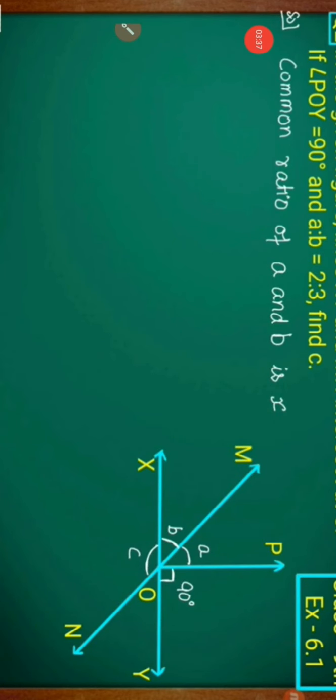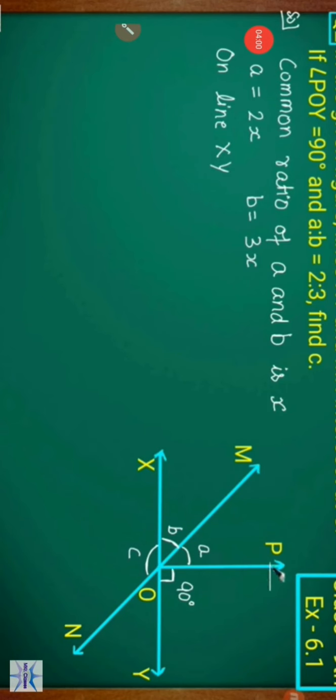Now let's read question number 2. What is question number 2? Question number 2 is, in figure 6.14, lines XY and MN intersect at O. If angle POY is equal to 90 degree and a is to b is equal to 2 is to 3, find c. Okay, now common ratio is given. Let's take a is to b is equal to 2 is to 3, given. So we can take a is equal to 2x and b is equal to 3x. Okay, and POY is equal to 90 degree, it's given already.